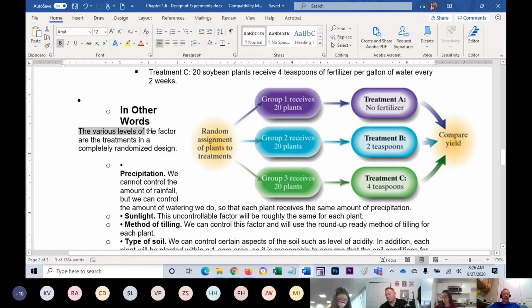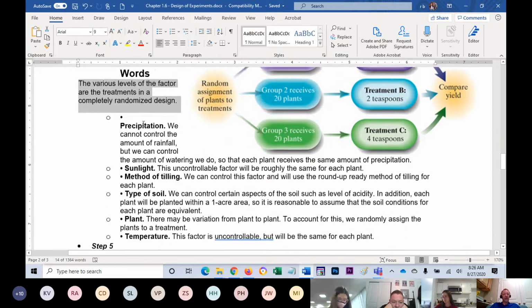So there are going to be various levels of factors in the completely randomized design. Precipitation, we can't control the rainfall, but we can control the amount of watering we do. So each plant receives the same amount of precipitation. Okay. Sunlight is also an uncontrollable factor, but hopefully it will be roughly the same for each plant. Hopefully we're not putting plants in shady areas and non-shady areas. Method of tilling, we can control this factor and use the Roundup method of tilling for each plant.